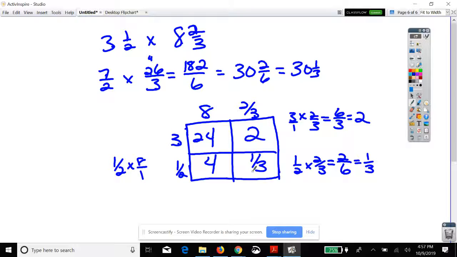Now I just add them all up. 24 plus 2 plus 4, that's 26, 28, 30. So that's 30 and 1/3. So 8 and 2/3 times 3 and 1/2 is 30 and 1/3. I like this one better because these pieces are easier to do and then add them all up than this one. But you can do whichever one you like.